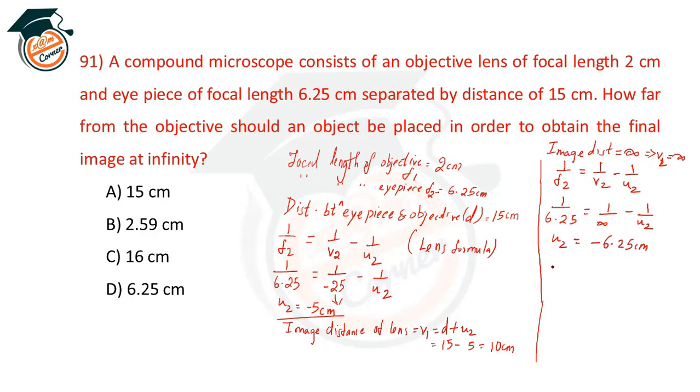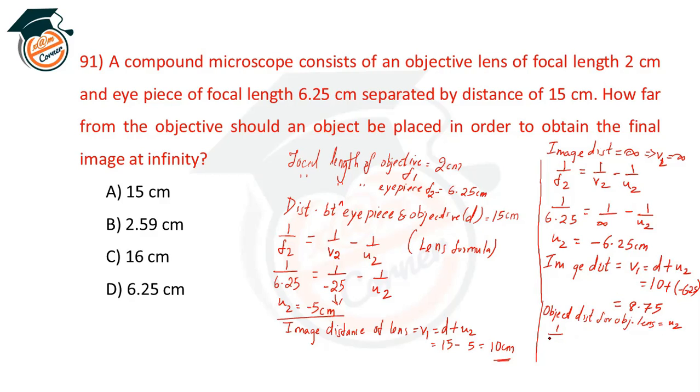Now we know the image distance formula. Image distance v1 equals D plus u2. We find the value of D as 10. So we put 10 plus minus 6.25, which is 3.75. Then we find the object distance from the objective lens.